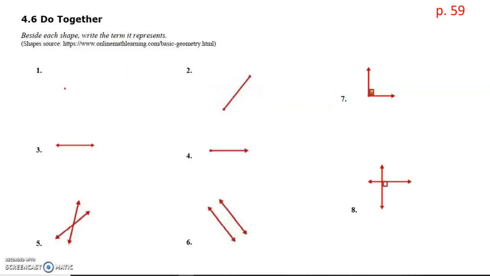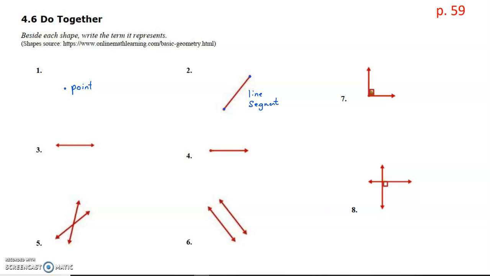So let's review what we've learned in the do together. For number one, we have a single dot, which in geometry is called a point. Number two, we have two points that end what could be a line, so this is called a line segment. It's a piece.